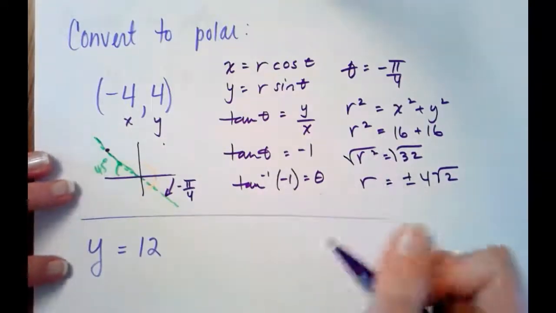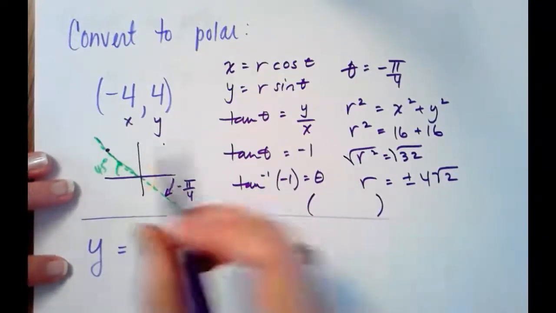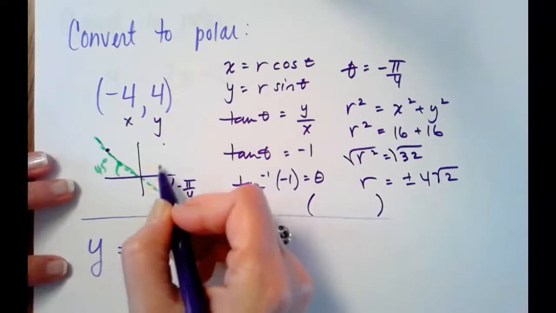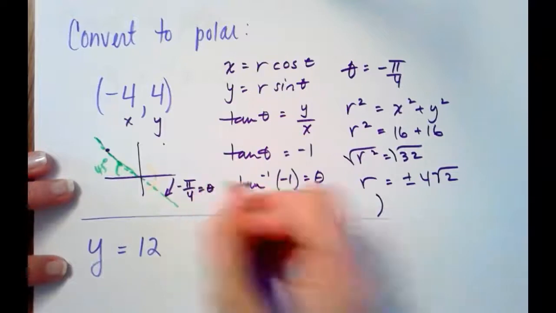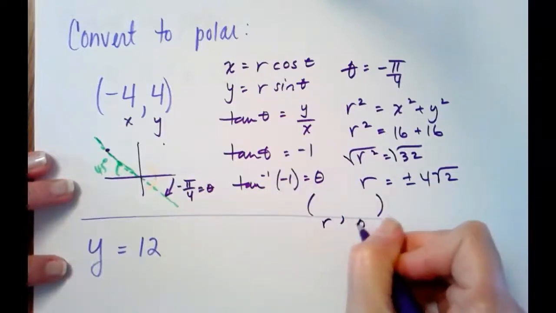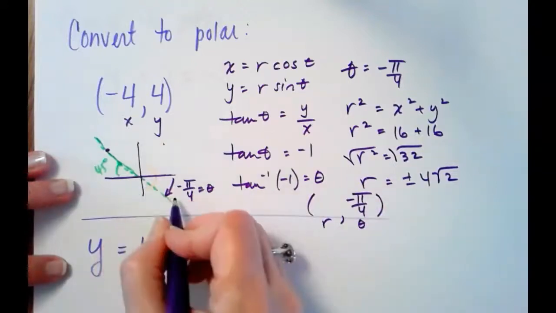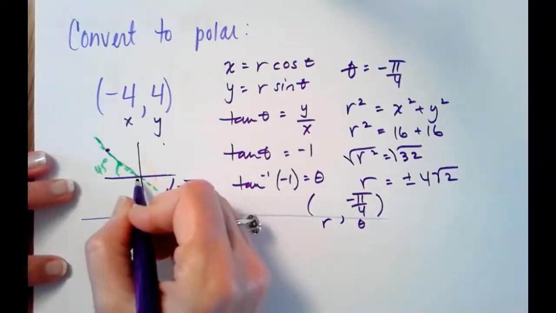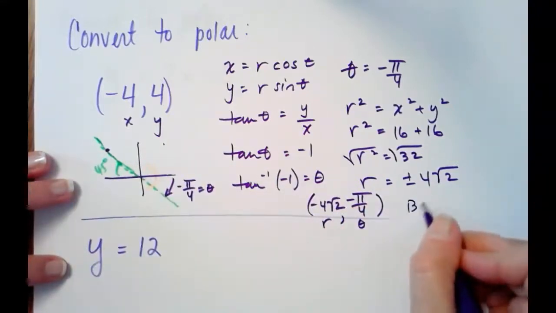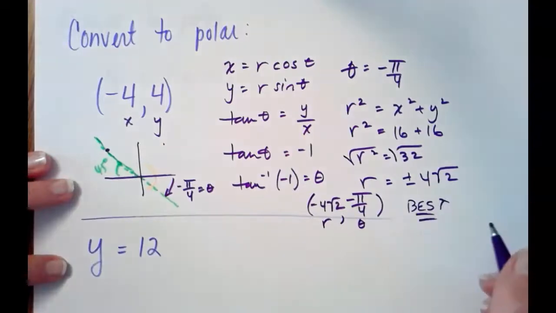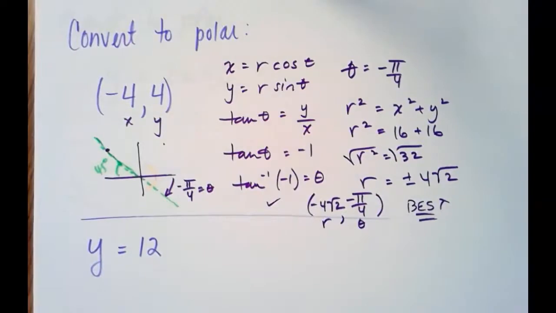So if we're going to give this polar coordinate in the most correct form, this will be down pi over 4. So that's going to be our theta, r theta. So down pi over 4, but instead of going forward 4 root 2, we're going to be going backwards. So negative 4 root 2. This is the best answer because this is utilizing the inverse function properly.